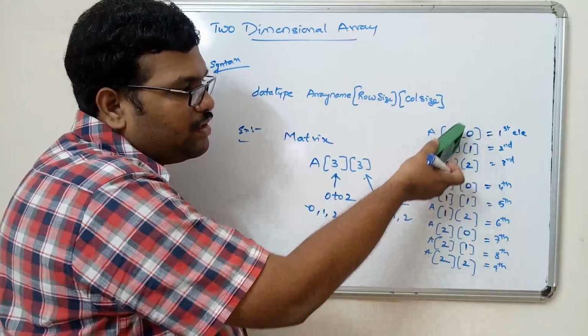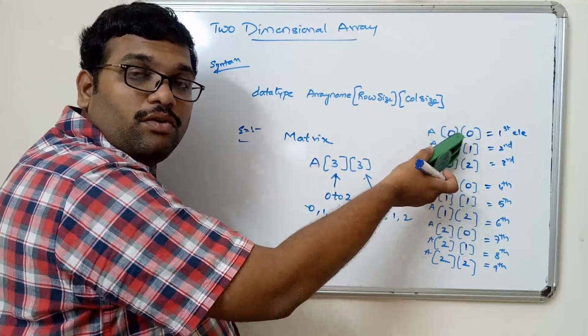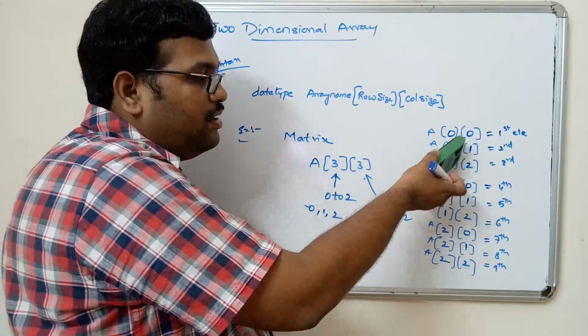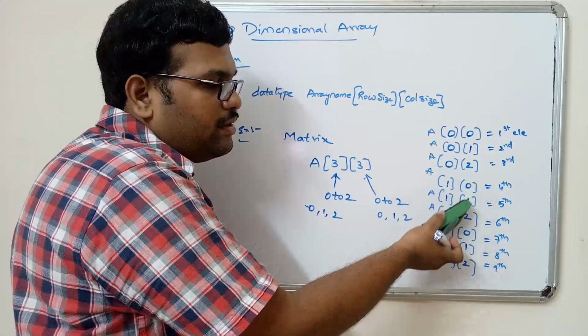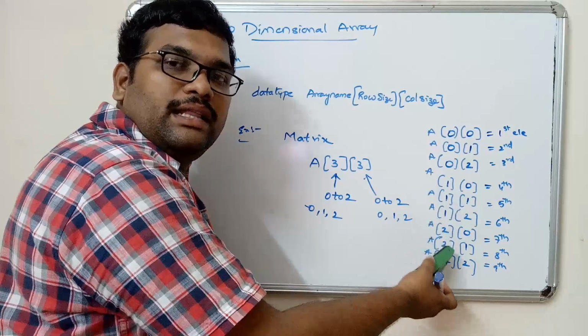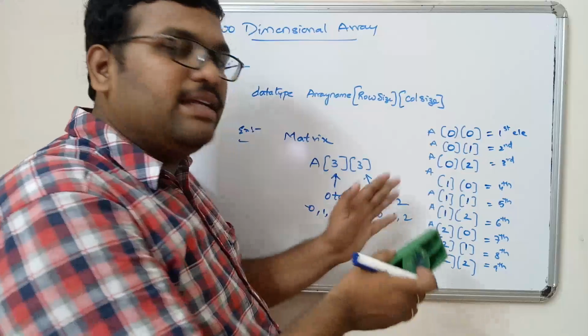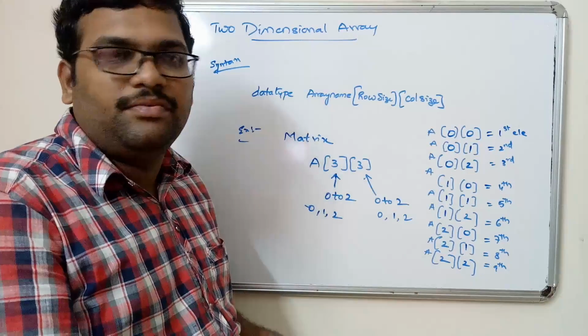So first row will be created, that means row elements will be assigned, then second row, then third row. Here also the index always starts from 0.